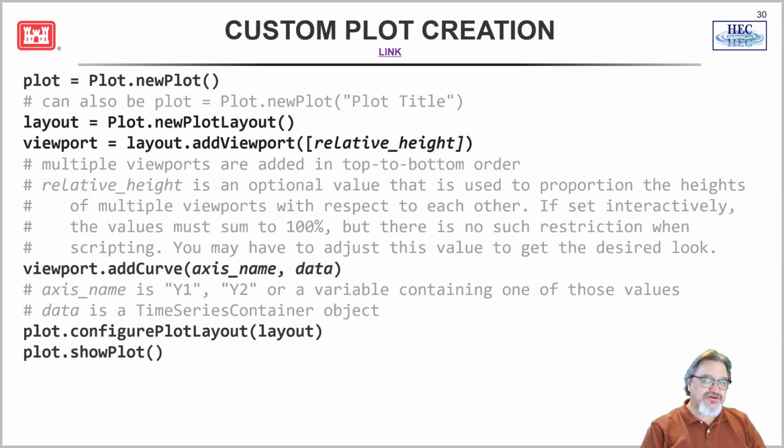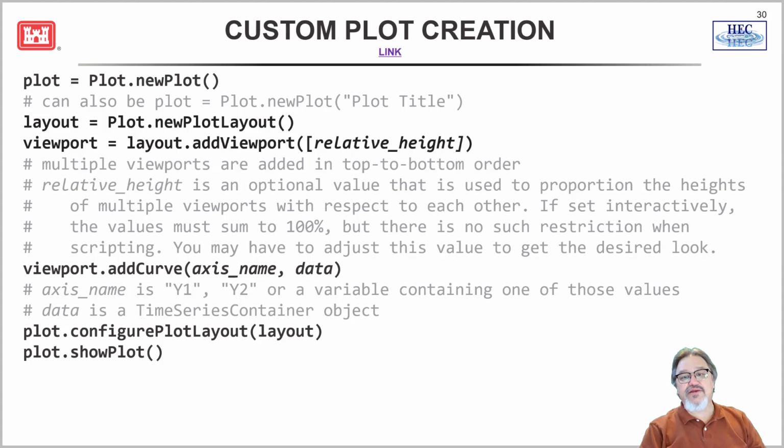Okay, anyway, so we create a new plot, we get a plot layout from it, and then we add multiple viewports to the plot layout. For each viewport here, now we add a curve. Whereas before we added a time series container directly to the plot, here we add it to the viewport in the plot layout. And instead of add data, now we're saying add curve.